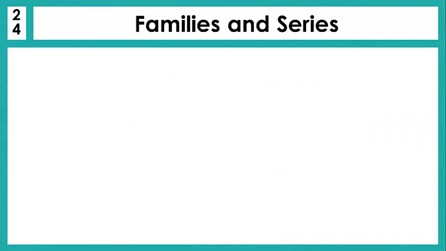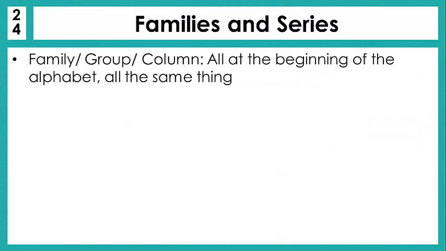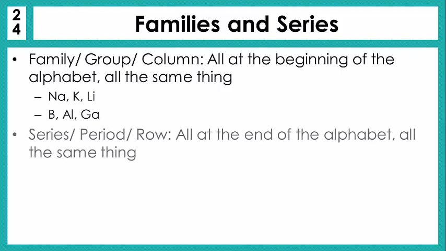24, give examples of elements in the same family and in the same series. So a family, a group, a column, these are all interchangeable words. And I remember this because they're all at the beginning of the alphabet. So anything that's in the same column is going to be in the same family. A series, period, or row, these are all the same thing. They all start with letters that are at the end of the alphabet. So anything that's in the same row is going to be in the same series.